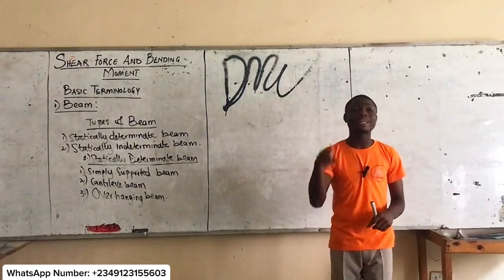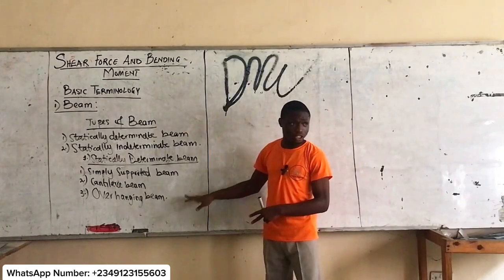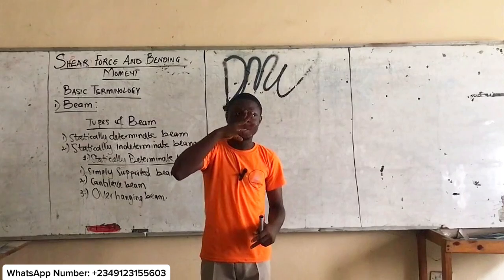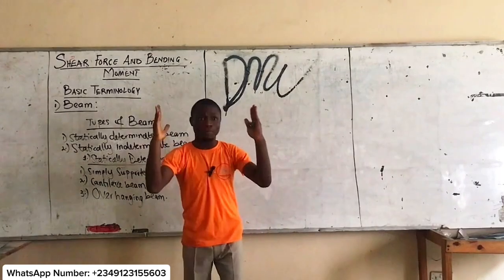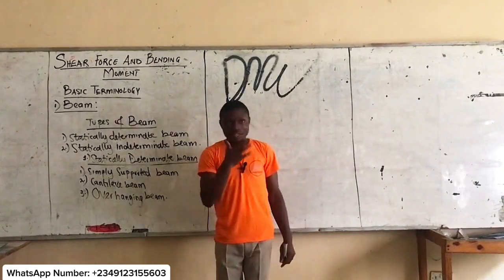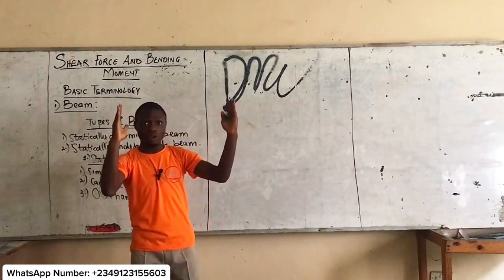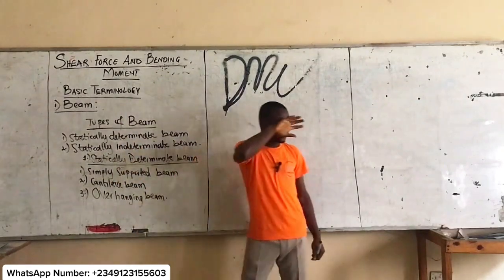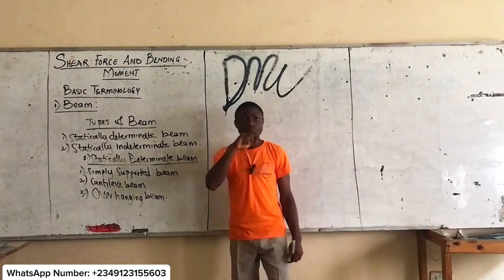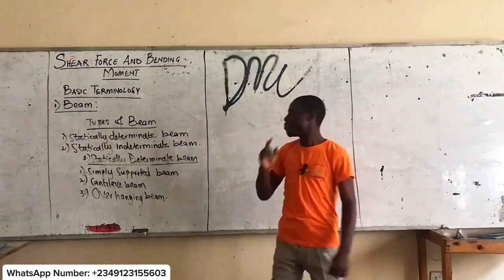You should know the diagram for these beams. If you see a simply supported beam, how do you know it's a simply supported beam? It has a beam and two supports. For a cantilever, how does it look like? And for an overhanging beam, how does it look like?